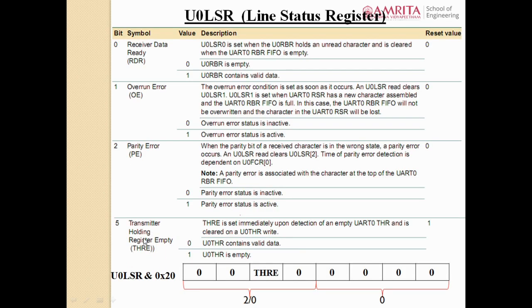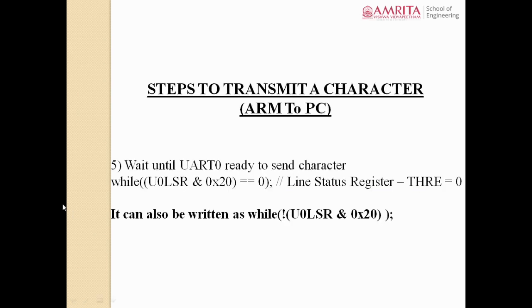If it is 1, that means UART is ready to receive my new data. So in the next step, I can give the new data. If it is 0, what you should do? That means U0THR is containing some data. UART is not ready. So since you are using the polling method, what you should do? You need to wait until it is 1. Right? So that is what is done here.